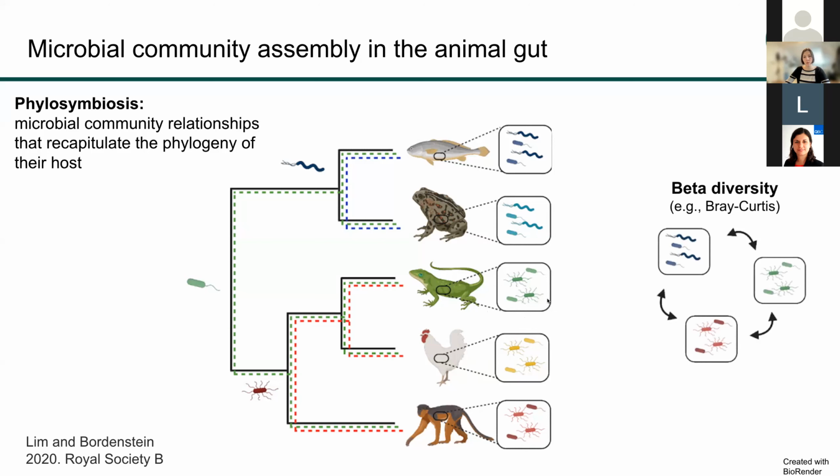And this can often be measured by a beta diversity, for instance, Bray-Curtis, comparing all microbial communities, and can be represented here as a dendrogram, showing microbial community similarity. And one can see if there's congruence between the host phylogeny and then microbial community similarity. And if there is a congruence, then that suggests that host evolutionary history plays an important role in microbial community assembly.